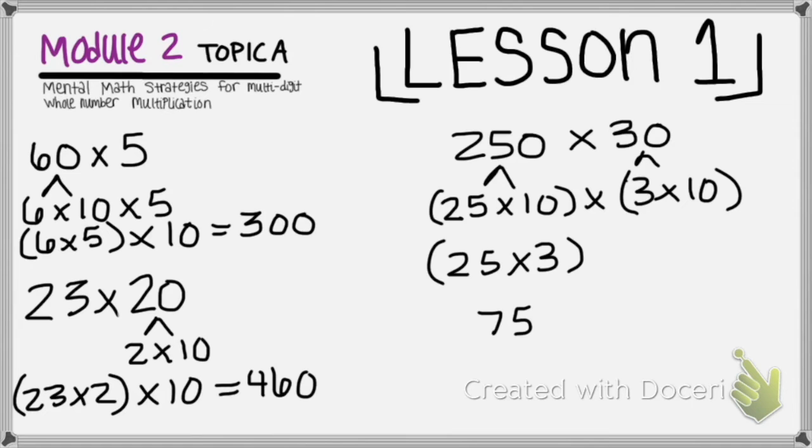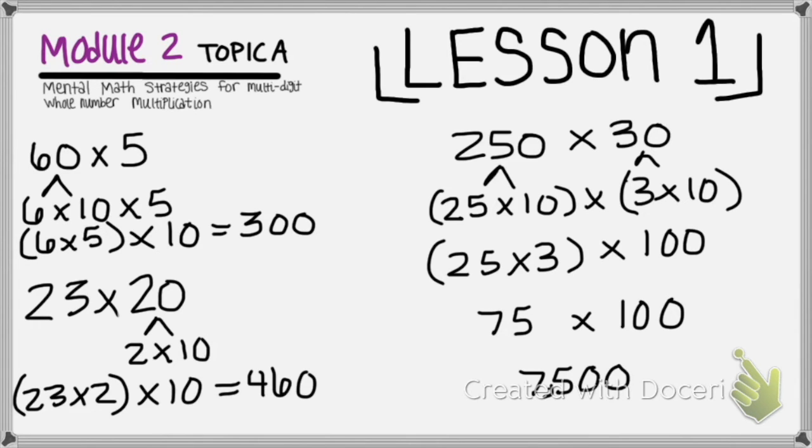So I'm going to take 25 times 3 first, and then I'm going to multiply it by my 10 times 10, and 10 times 10 is going to be 100. So now I have 75 times 100, which is 7,500.